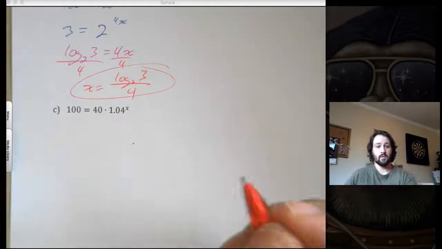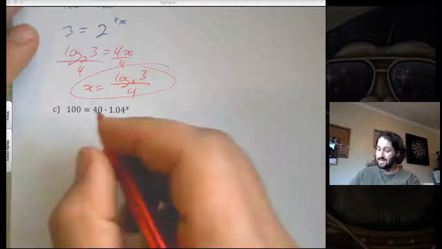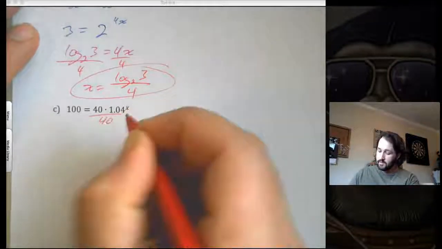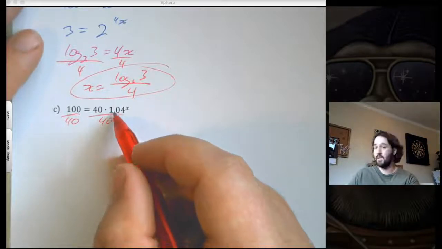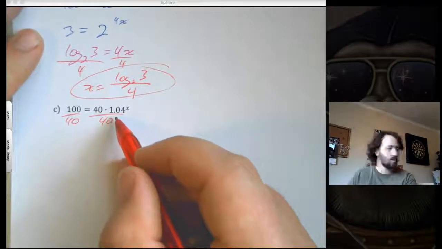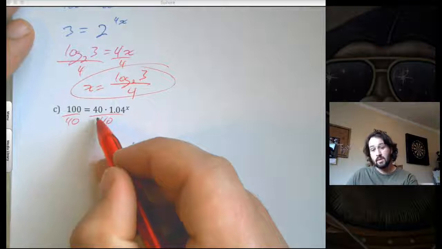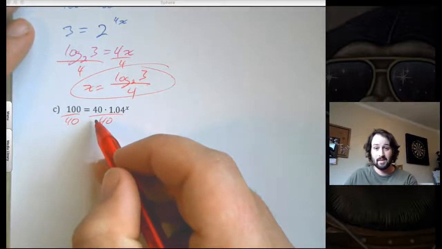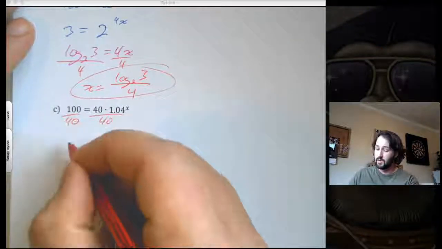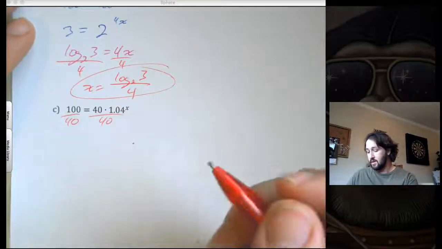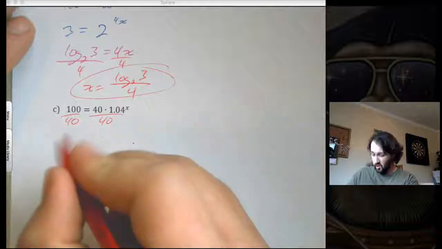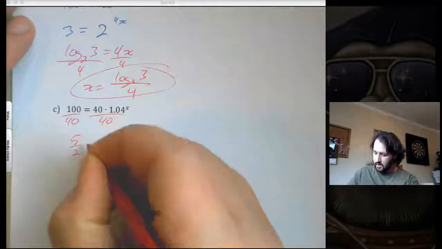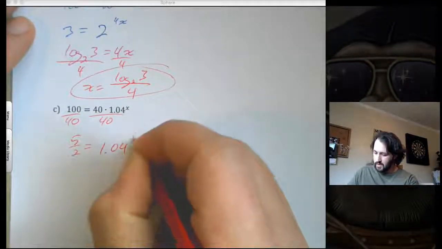100 equals 40 times 1.04 to the x. So again, divide by the number up front, divide by 40. You cannot ever divide by the base. Do not ever divide by the base. It's not possible. We can multiply by the number, or divide by the number out front though. That is possible. So if I divide by 40, I have 100 over 40, 10 over 4, so 5 over 2 equals 1.04 to the x.